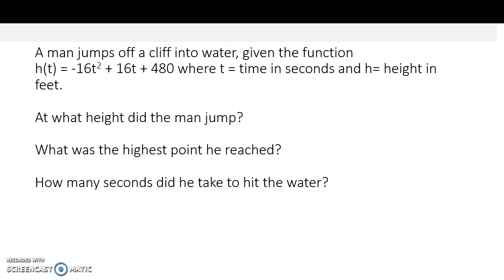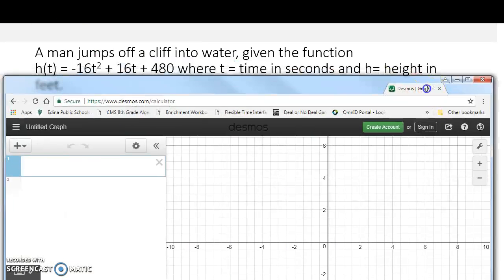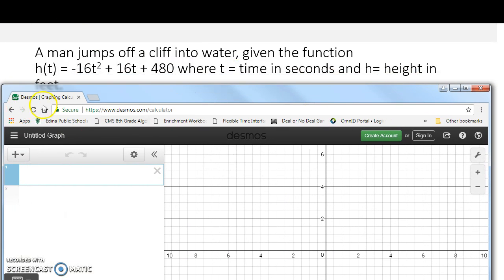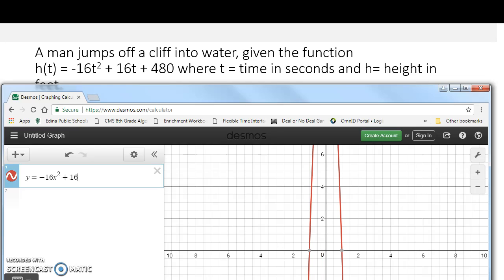So we are going to start by using our Desmos to solve this. We will learn later how to do it without Desmos, but we'll start here. So I need to enter in the equation. Now remember, h of t is just a fancy way of writing y equals. So we'll type in y equals negative 16. We can't use h because this is a coordinate plane which deals with x and y. So we're going to do x squared instead of that t, plus 16x plus 480.